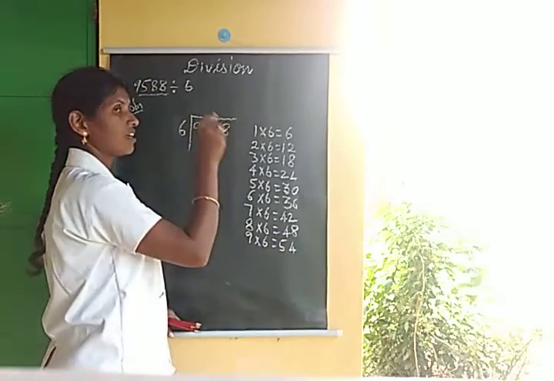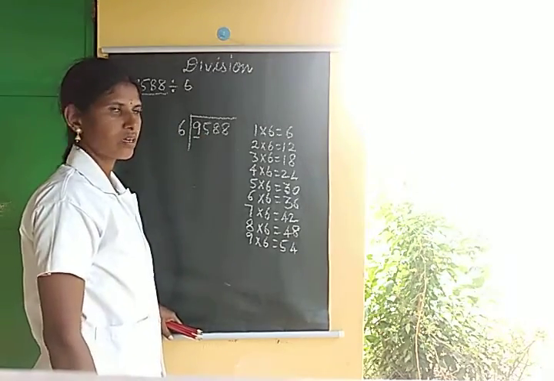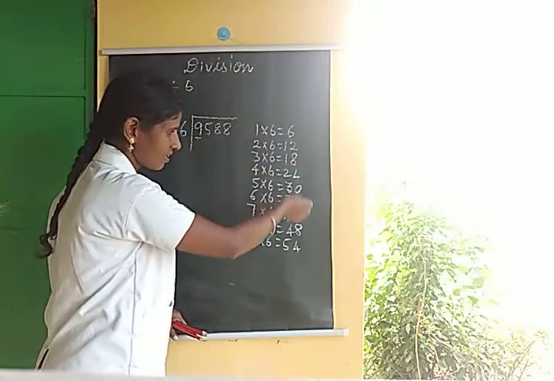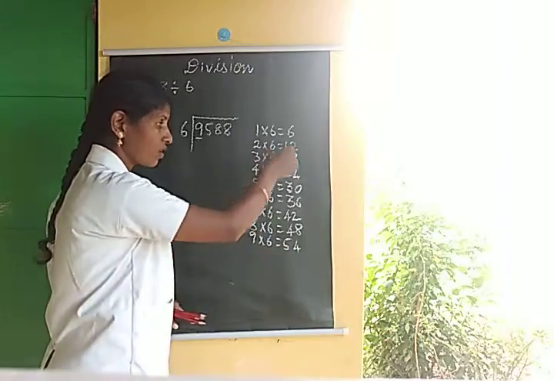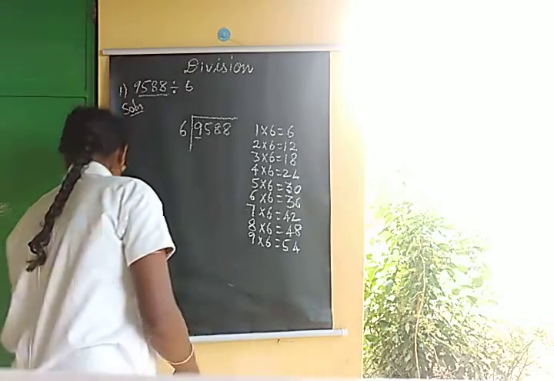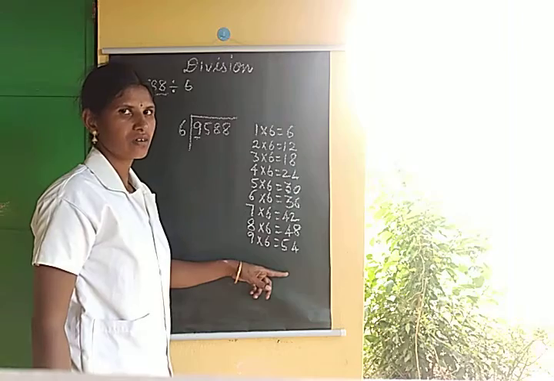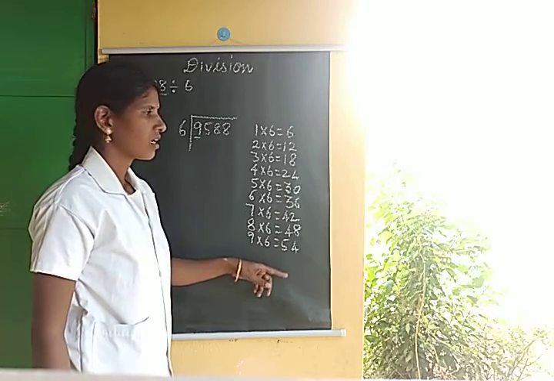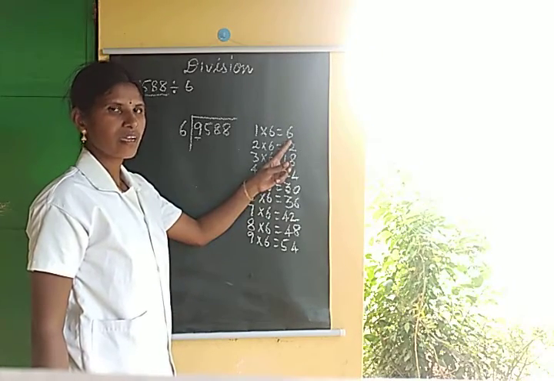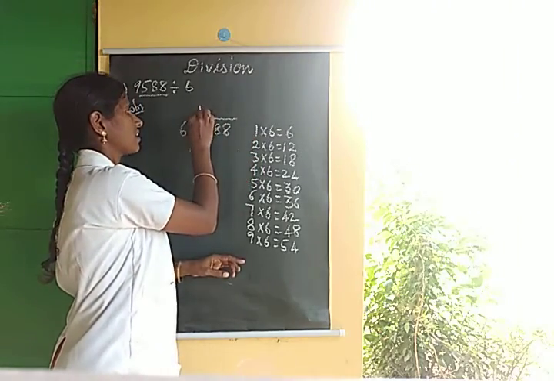See here. First we have to take 1 digit. See the 1 digit number, 9. Is 9 there in the answer? You have to see only the answer, not the question. 9 is not there. So, less than 9 is there. Yes, 6. 6 how many times? 1 time. So we have to write 1 here.